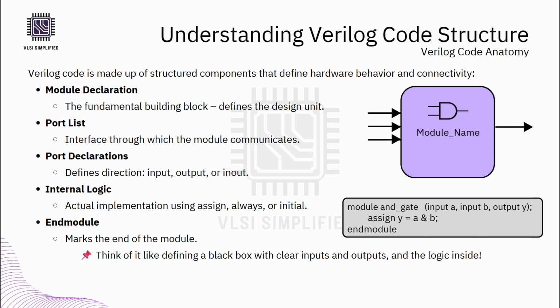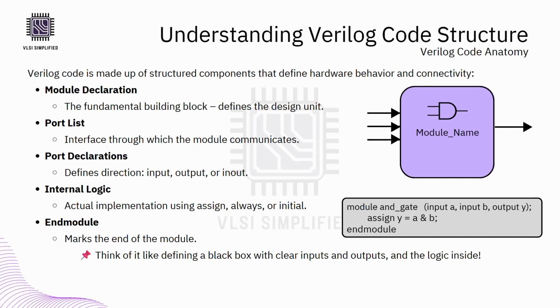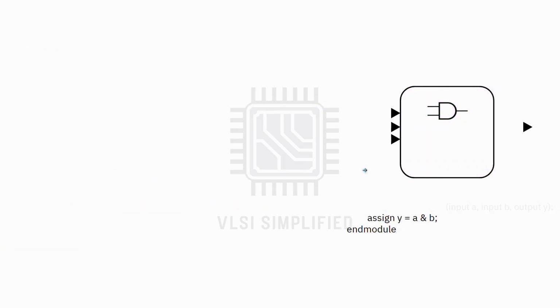So in summary, Verilog code is very structured. It's like defining a black box. Input comes in, logic happens inside, and output goes out. And in the upcoming slides, we'll break down each of these sections in detail with examples.